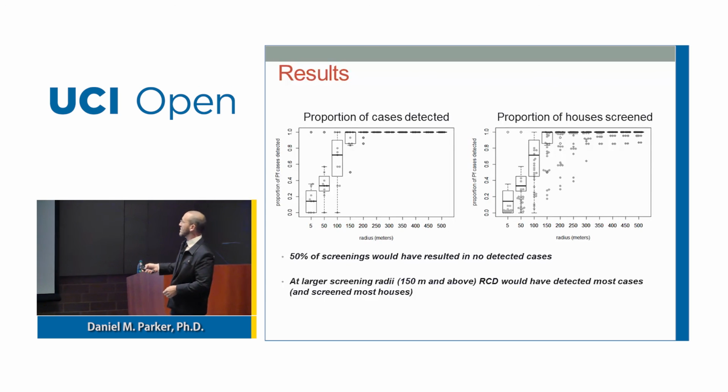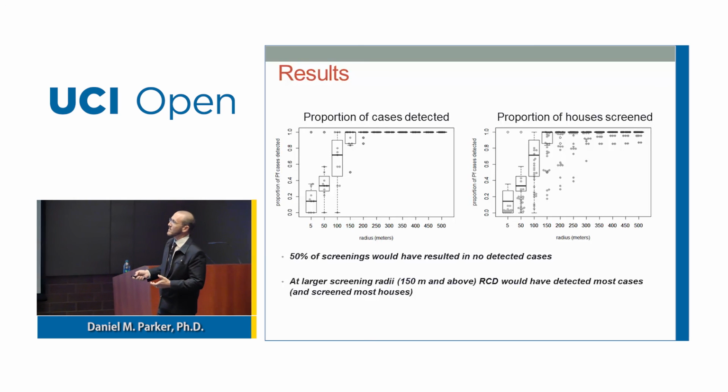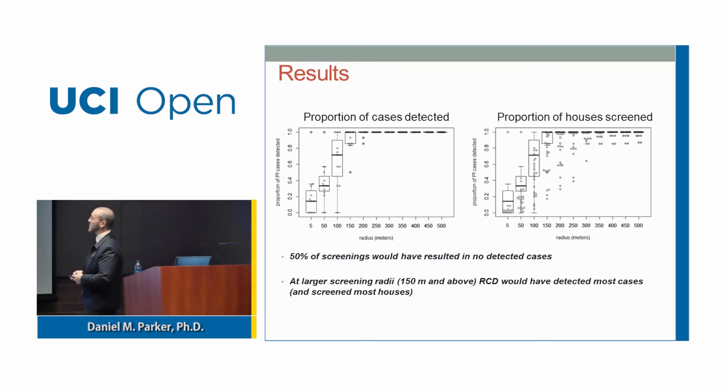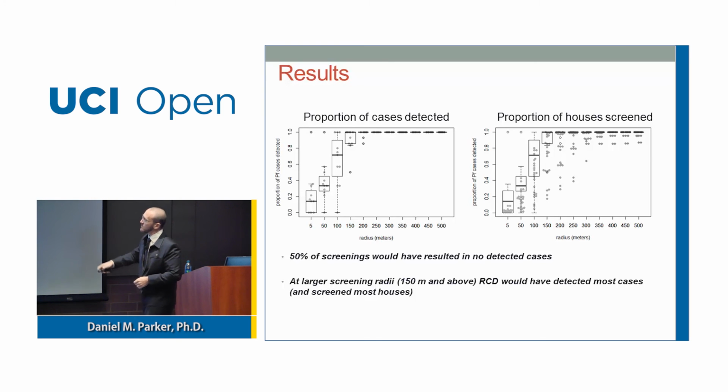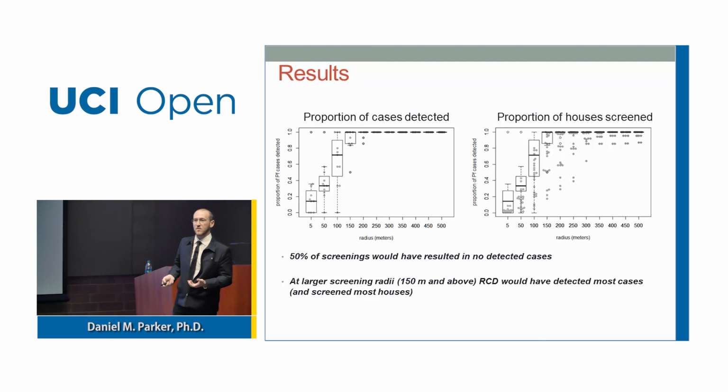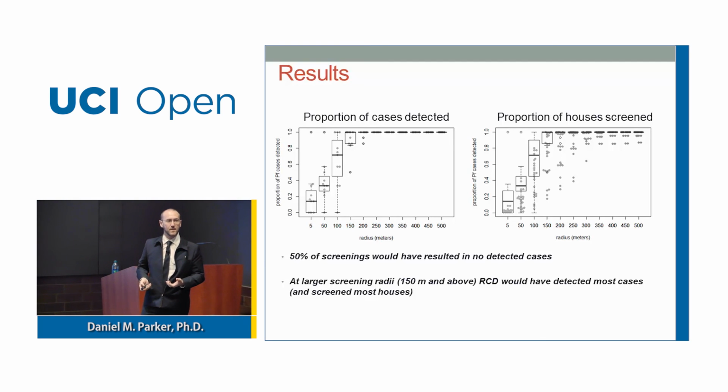The next result is that at larger screening radii, you would have detected most cases. On the left-hand side, I'm showing the proportion of cases detected along the y-axis and the screening radius that would have been used. At 5 meters, you're only searching within the house, and you can see that at about 150 meters radius, you're finally getting up to almost all of the cases. Just searching in the house, you would have detected almost 20% of the malaria cases, which isn't bad. You're detecting more cases, but you're not going to break transmission that way. If you're getting up here, you're above 80%, that's pretty decent.